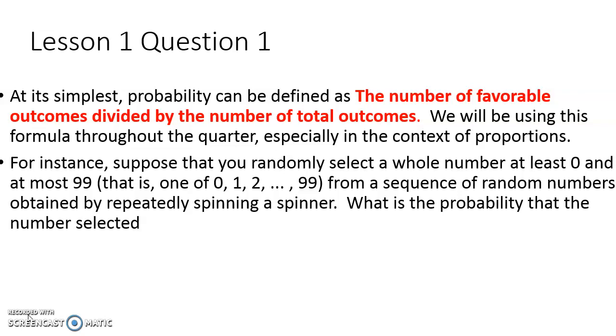For instance, suppose that you randomly select a whole number, at least 0 and at most 99. That is, one of 0, 1, 2, all the way to 99, from a sequence of random numbers obtained by repeatedly spinning a spinner. What is the probability that the number selected, part A says, is greater than 80?